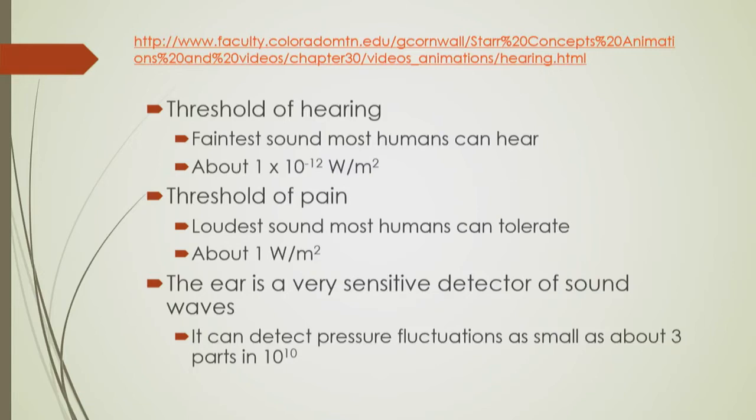Your ear is an incredibly sensitive device. It can hear over 12 orders of magnitude, and we can detect pressure fluctuations in 3 parts of 10 to the 10th. So now you understand why decibels are done in logarithmic fashion, because it really is a nice scale to look at our ears.